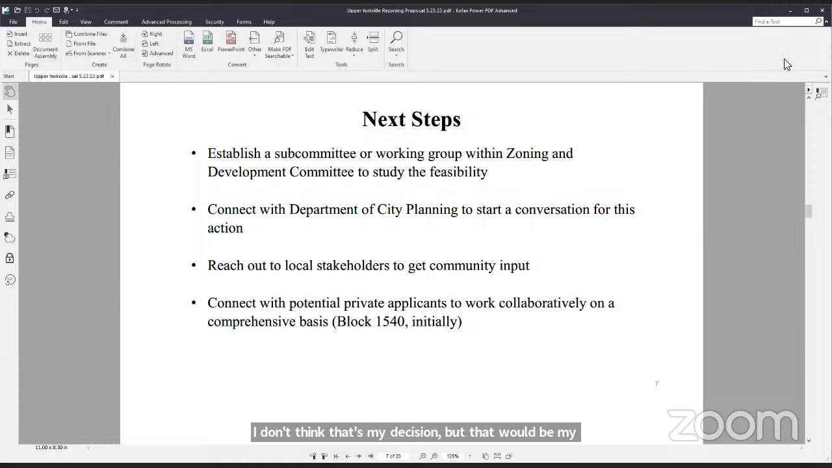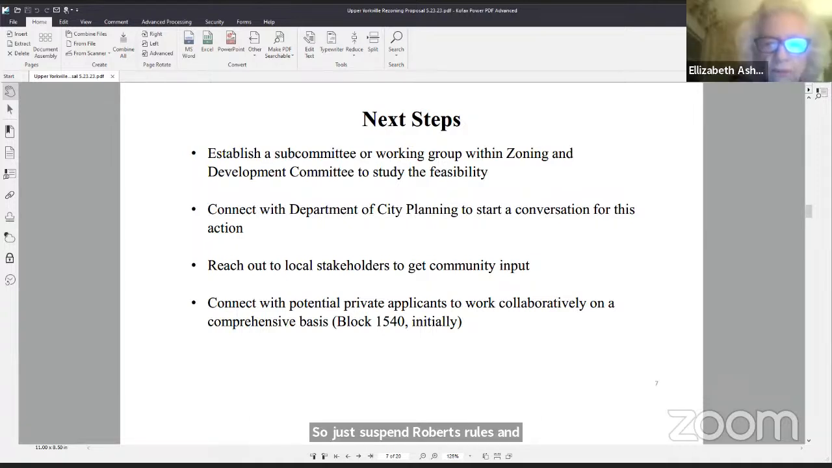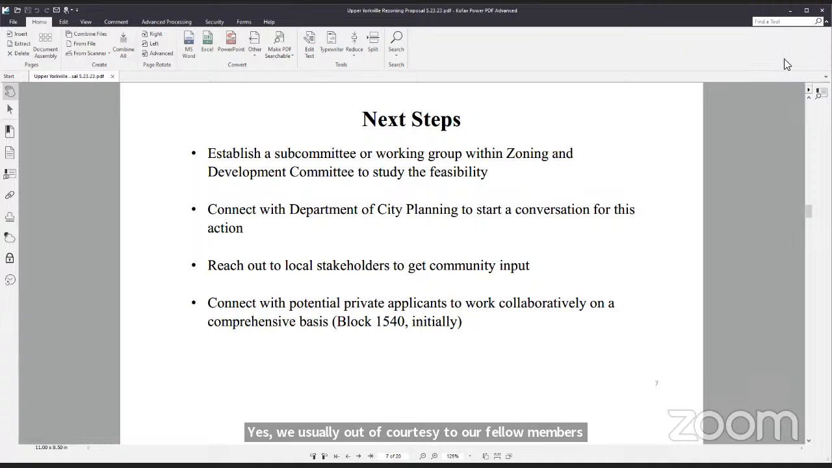Generally speaking, we allow chairs to suspend the use of Robert's rules on a case by case basis. If you would like to suspend Robert's rules, that is perfectly fine. But by Robert's rules, if somebody calls the question and it is seconded, you vote on it. Out of courtesy to our fellow members, we usually allow discussion. I was just explaining the proper procedure. The district manager is just giving you what Robert's rules say. You do not ever have to take the parliamentarian's or the district manager's insight on it. You have authority as chairs. So let's move to Michelle and then Elizabeth Rose and then Judy and Marco. Thank you very much.